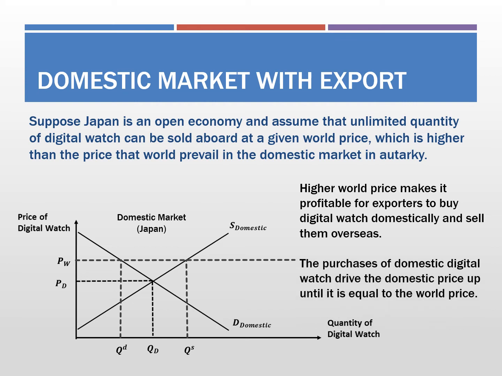Well, the purchase of domestic digital watches drives the domestic price up until it equals the world price. So again, if you look at the graph once more, you can see how the local firms in Japan will react to this high price in the world. Firms are looking at a higher price to sell their products, which means they can sell this digital watch for higher profits.